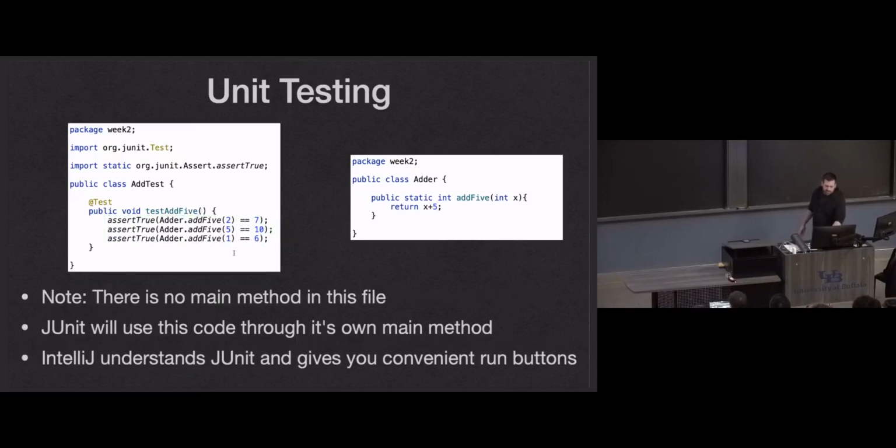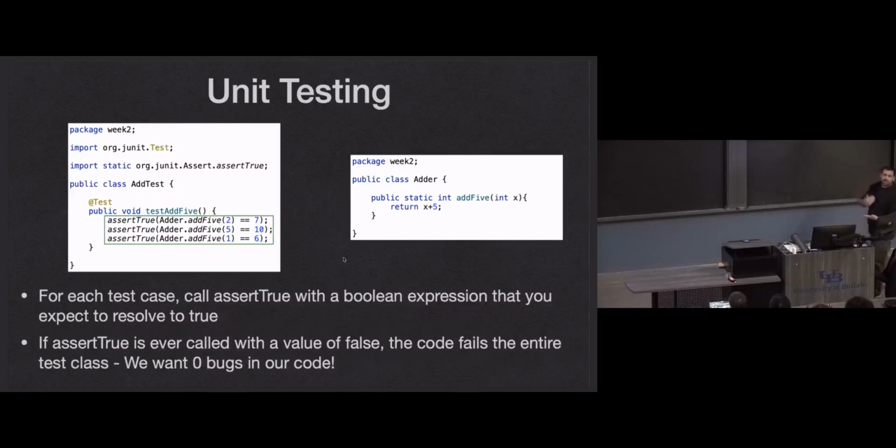So if any of these three tests, so assert true, we're going to say this Boolean expression, I expect it to be true, it better be true. We're going to call the method. We expect this to be 7. This should result to 7. And we're going to turn this into a Boolean expression. If that equals 7, then this will resolve to true. And it'll be assert true of true, and that test case will pass. If any of these Boolean expressions resolve to false, then that test case will fail, and then the entire test fails, and the entire test class fails. You have to pass every single one of these.